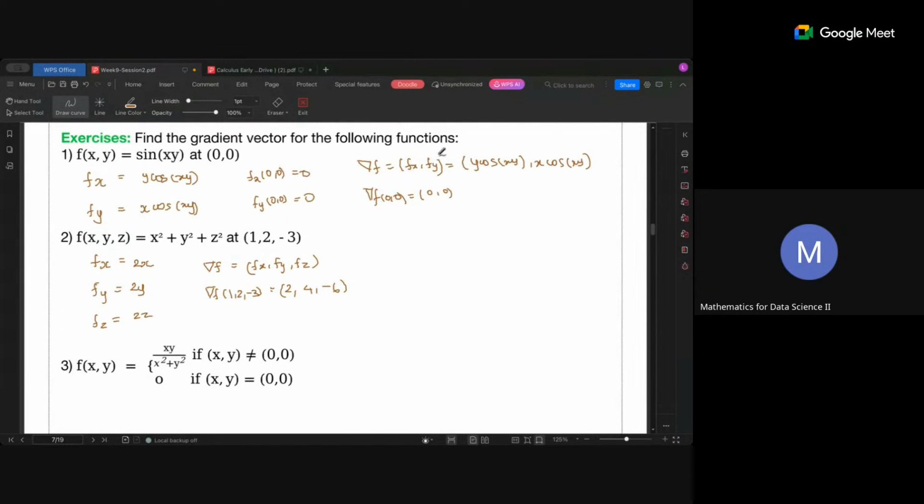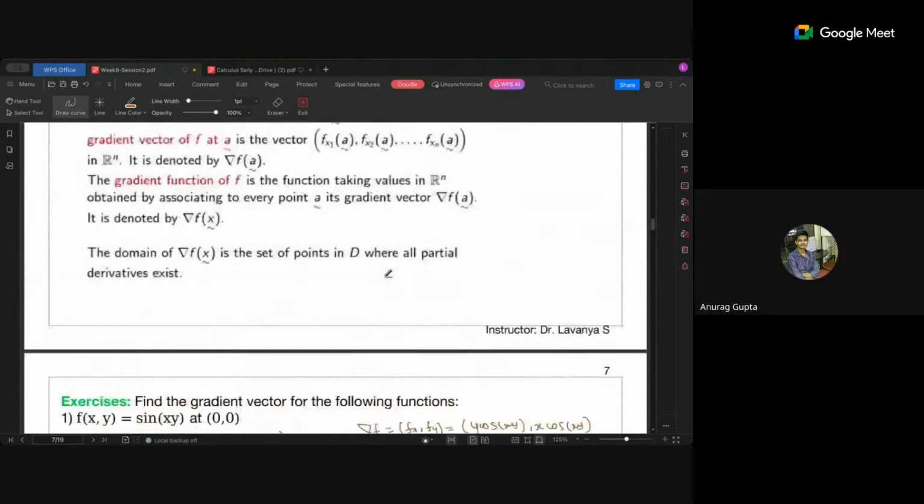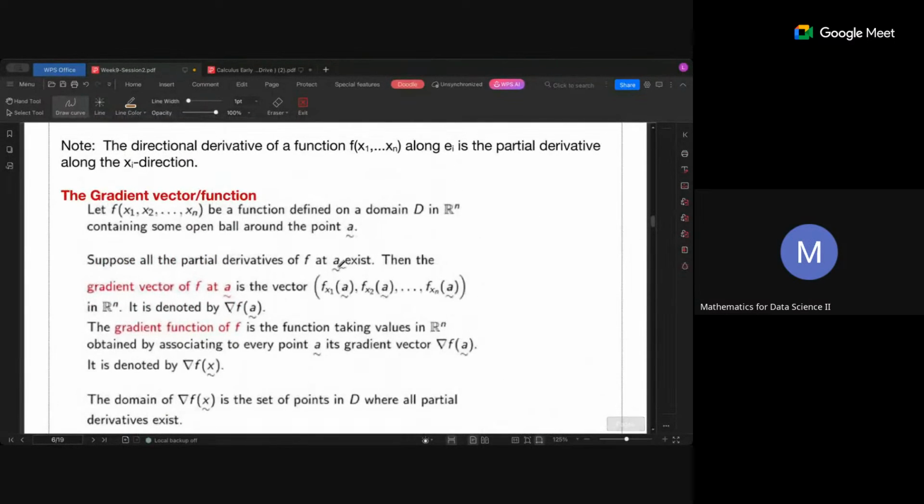Ma'am, what does the gradient vector show? The gradient vector is the partial derivatives of the function with respect to each of the variables in the domain, written in vector form. This is the solution part, ma'am, but what does it show geometrically? No, it is not showing anything geometrically. It is just giving you the function as a derivative function. That's all. See, what is a derivative function? Slope of a tangent.